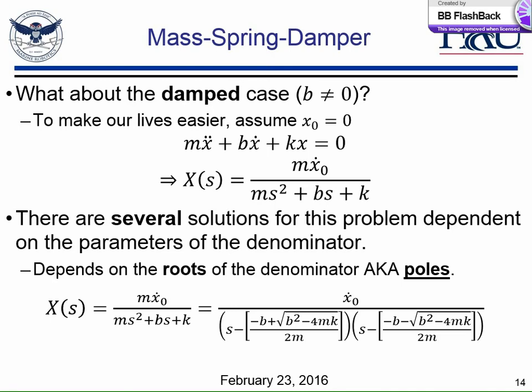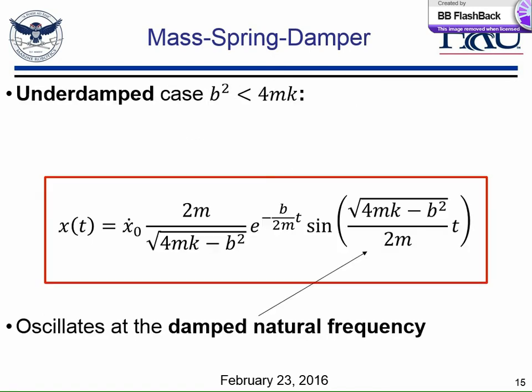And what does an imaginary number look like in the S-plane? Remember that s is equal to sigma plus j omega. If we have an imaginary number, that means that we have an omega. If we have an omega, that means we have an oscillation. So let's go with the underdamped case first. We're going to tackle the hardest one. If we solve out the problem, we get this solution. So what is this response going to look like to our initial velocity?